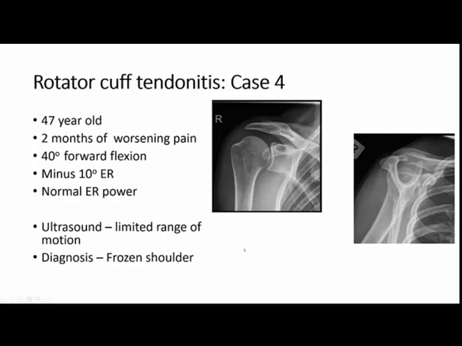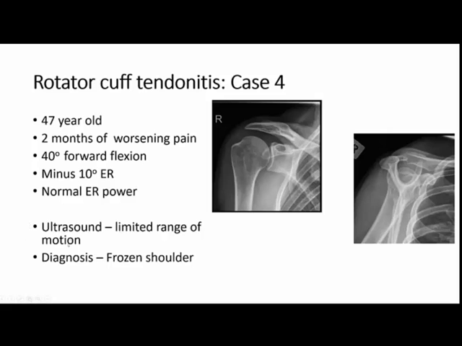So here's another patient, again 47 years old, same sort of age group, with 2 months of worsening pain. What's more important in this particular patient is a lack of forward elevation. So really only 40 degrees of forward elevation, no external rotation, but normal power. And this is about the uncommon true frozen shoulder type patient, with again fairly normal X-rays, gross global loss of range of motion, but good power. So the cuff's working okay, it's just not moving very well.